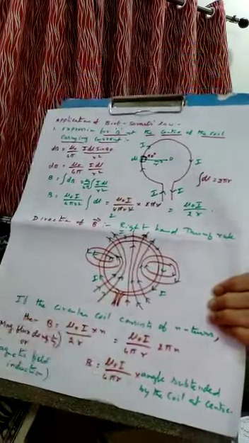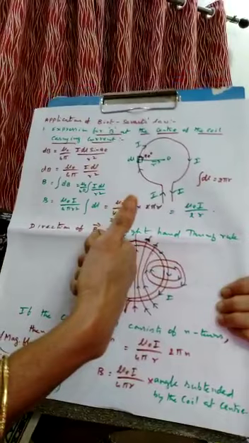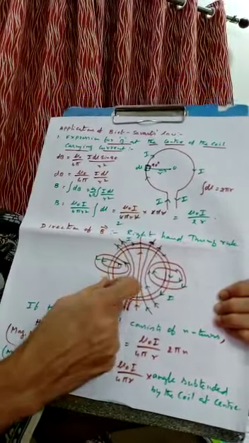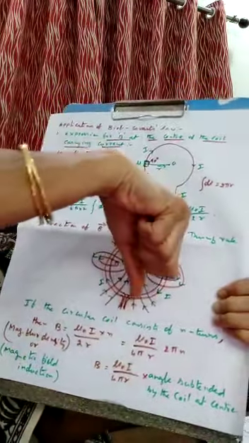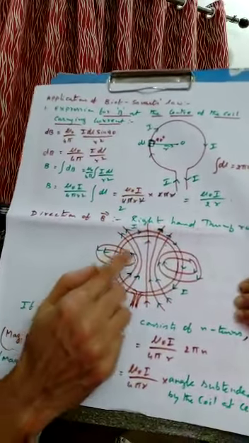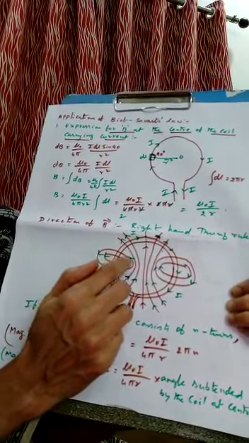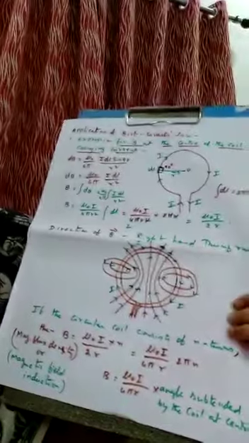How can you find the direction? Suppose I would like to find the direction. Again, the right hand thumb rule. Hold it like this. Then the current is flowing upward here. Then the magnetic fields are concentric circles, perpendicular. Here it is going inside and it is coming outside.